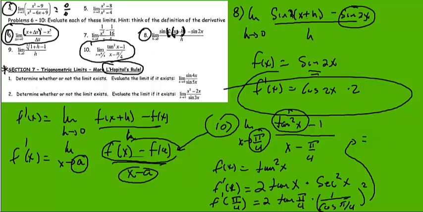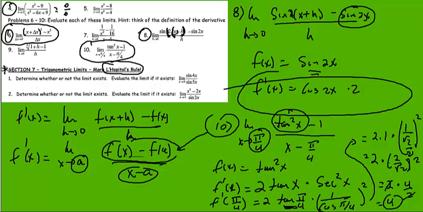Tangent of pi over 4 is 1. So it'd be 2 times 1 times, what's cosine of pi over 4? Cosine of pi over 4 is rad 2 over 2. So rad 2 over 2, and we're going to square that. So this becomes 2 times, when you flip that, it becomes 2 over rad 2, and we're still squaring that, which is 2 times, the top becomes 4, the bottom becomes 2. So they cancel out, which is going to give me 4, and that's what that is.